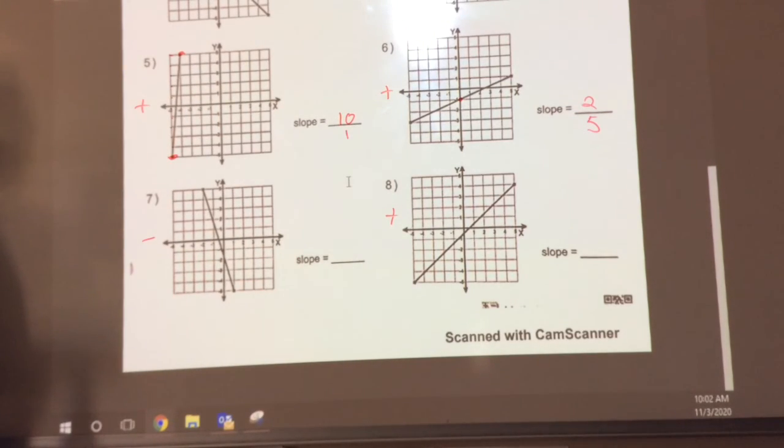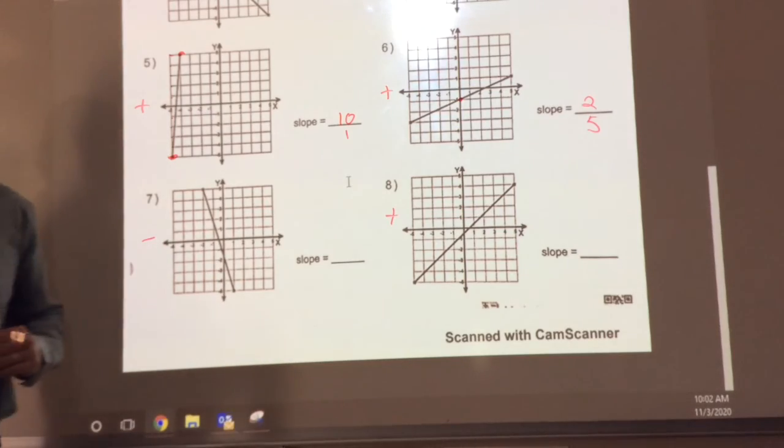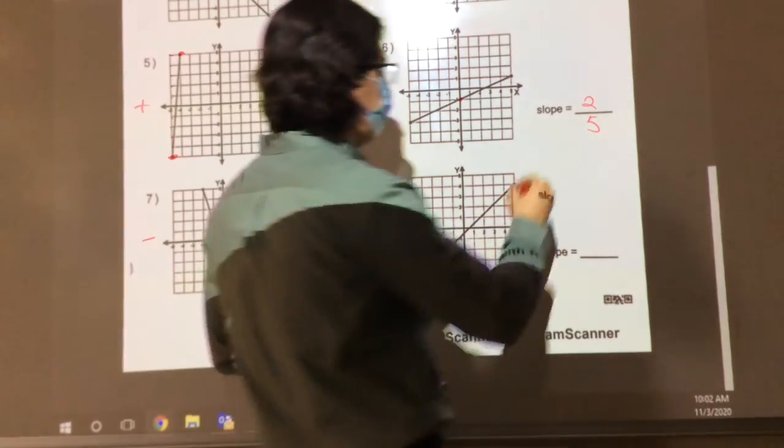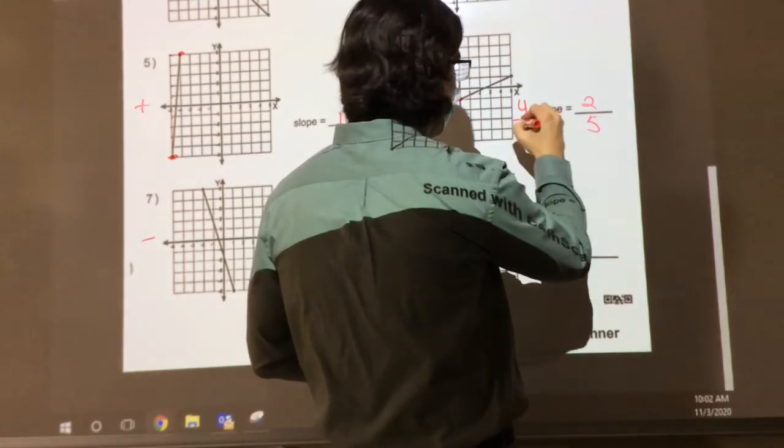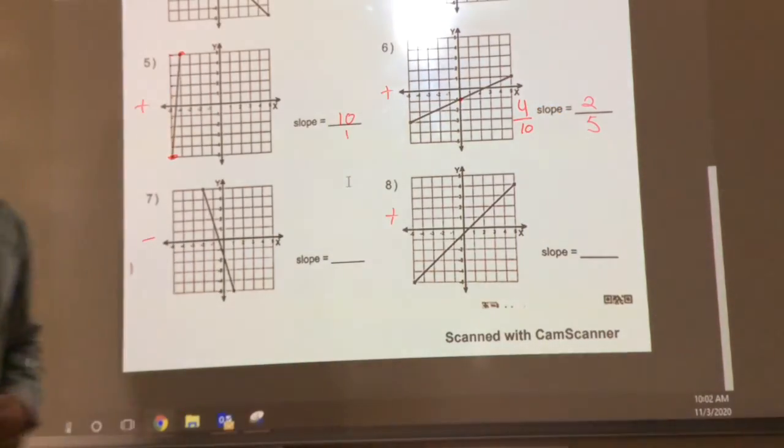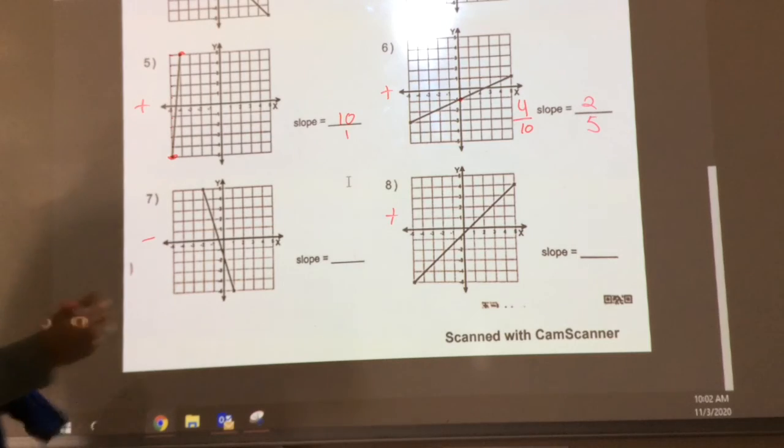So yes. I did from side to side, and I got 4 over 10. Okay. So let me ask you this. If I have 4 over 10, can you simplify 4 over 10? Yes. And when you simplify it, what do you get? 2 over 5. Always simplify. Always simplify, okay? All right, so let's do this one now.